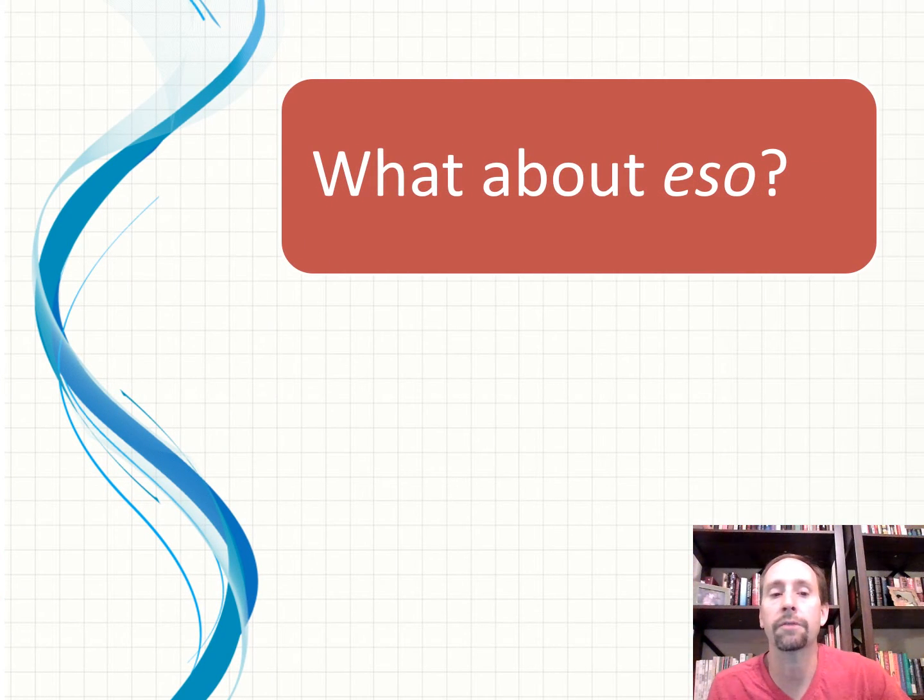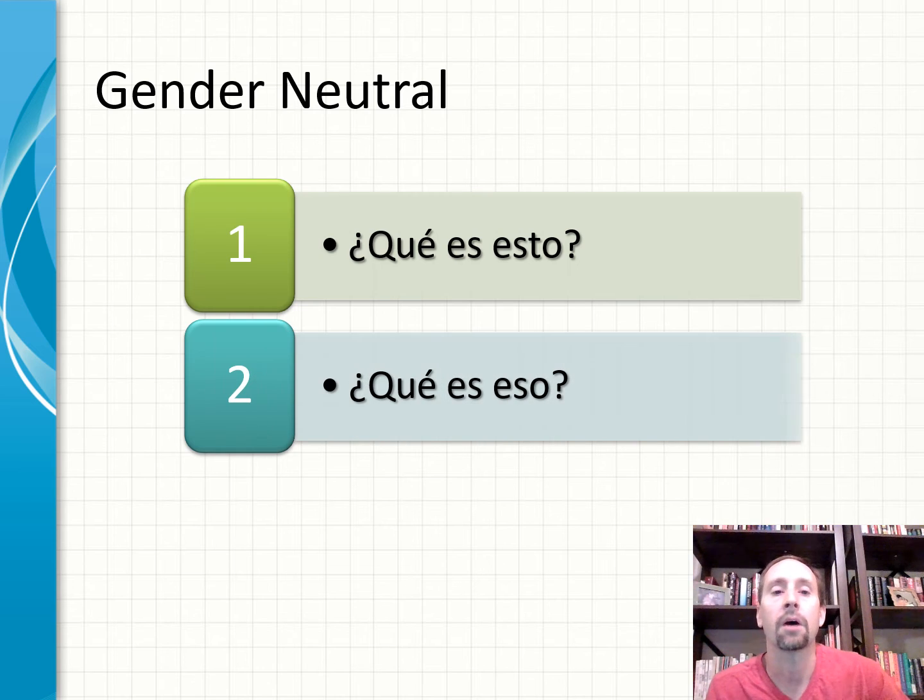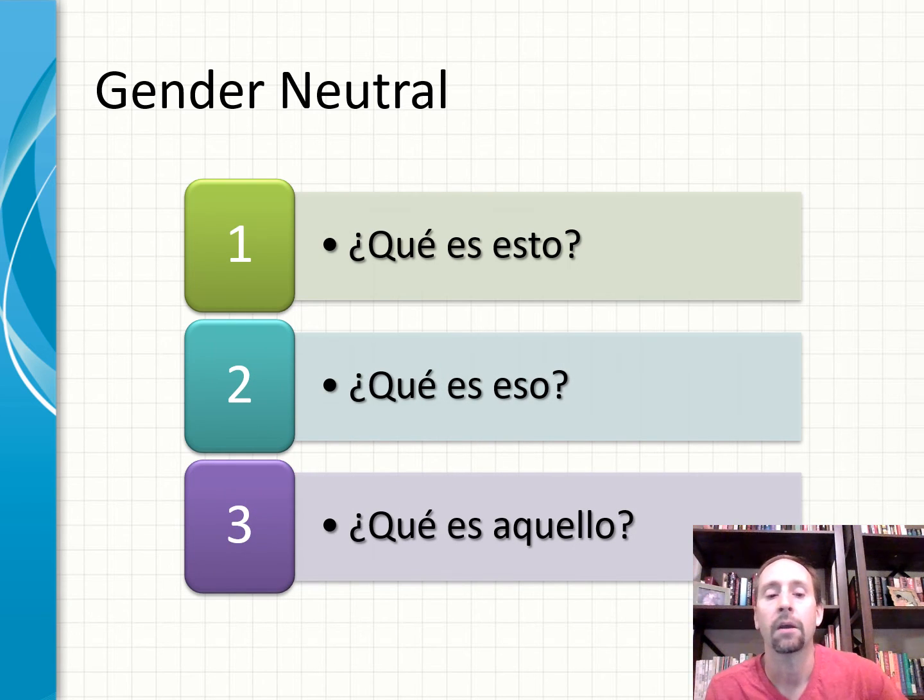Okay, so we've talked about these other forms slightly, like eso or esto. Let's take a look here. These are gender neutral. So if I see something that I don't know what it is, like maybe a flying saucer in the sky, I don't know what gender it is, then I'm going to use esto or eso or aquello. So ¿qué es esto? What is this? But I don't know what gender it is, so I can't assign masculine or feminine. ¿Qué es eso? What is that? Again, I don't know the gender. And ¿qué es aquello? What is that over there? We don't know what it is. Maybe it's an ovni.